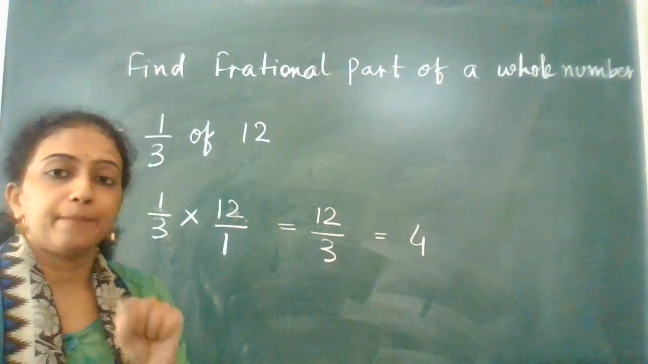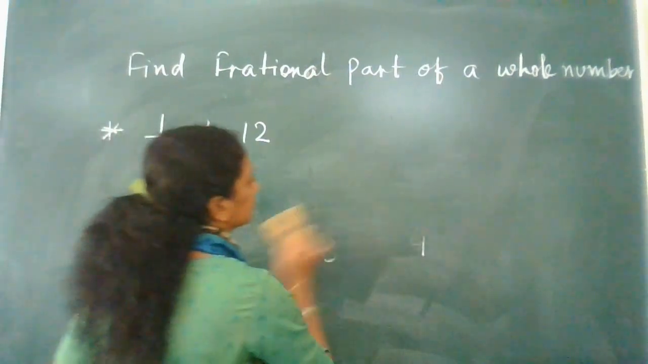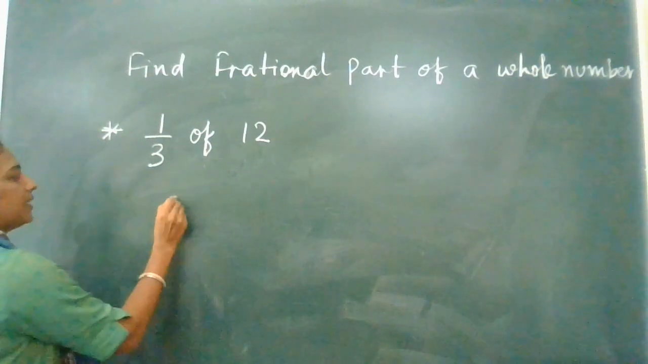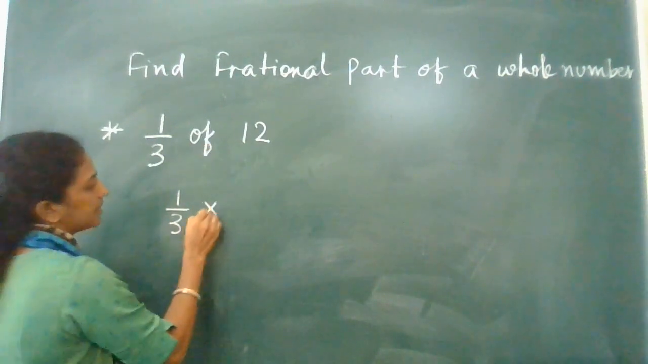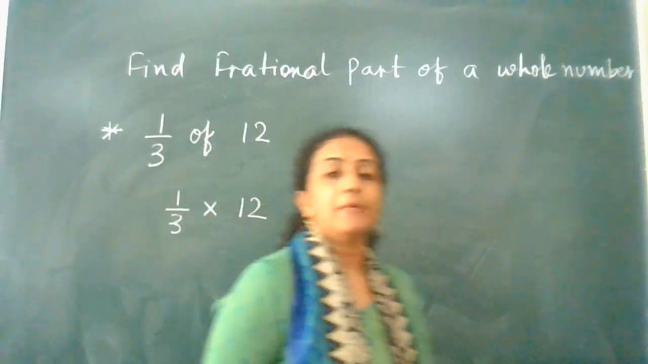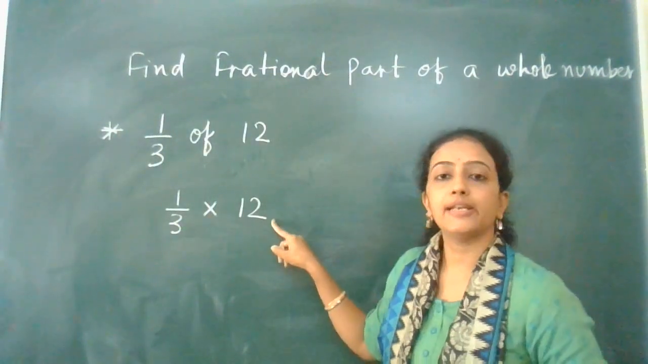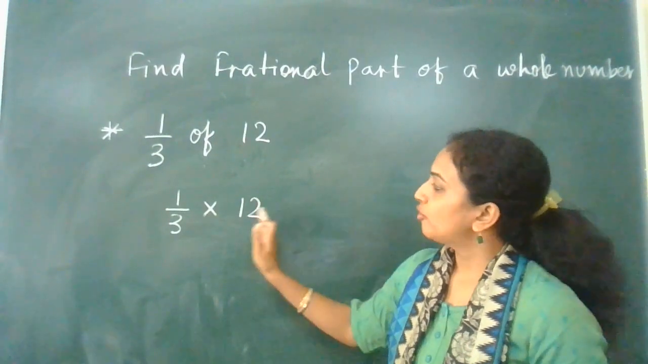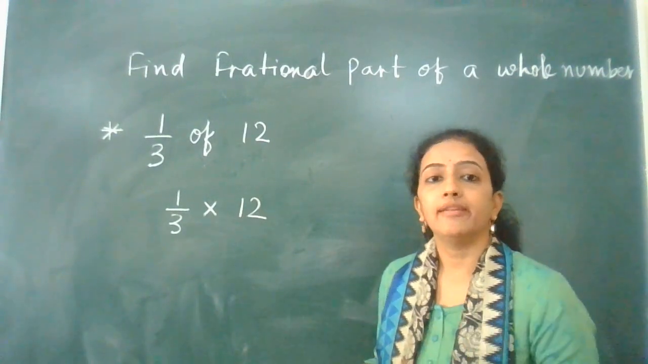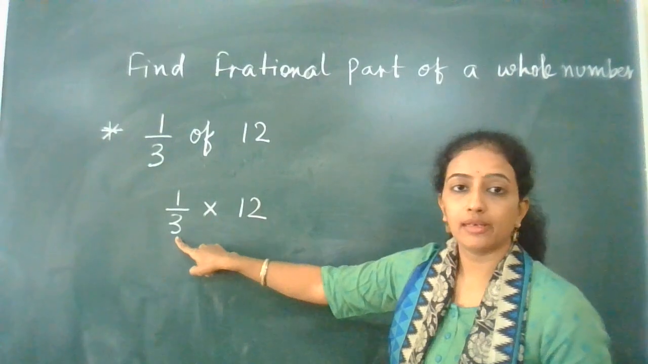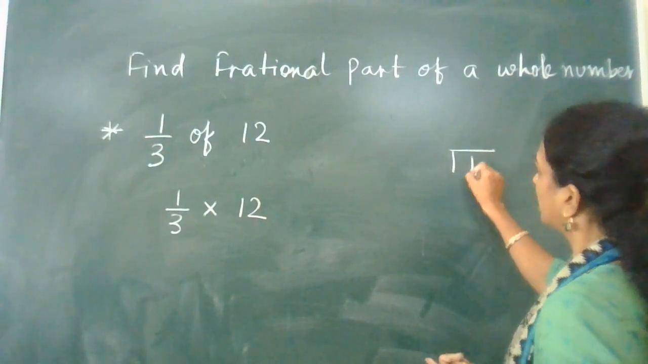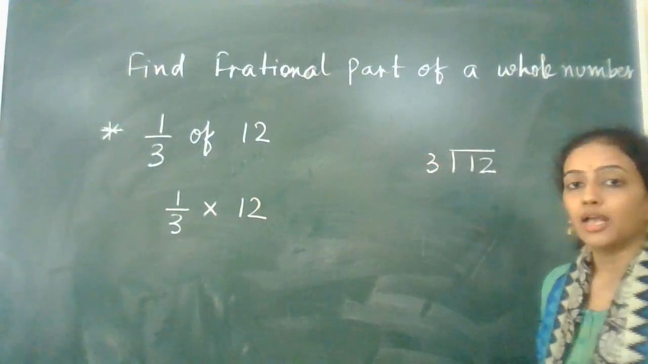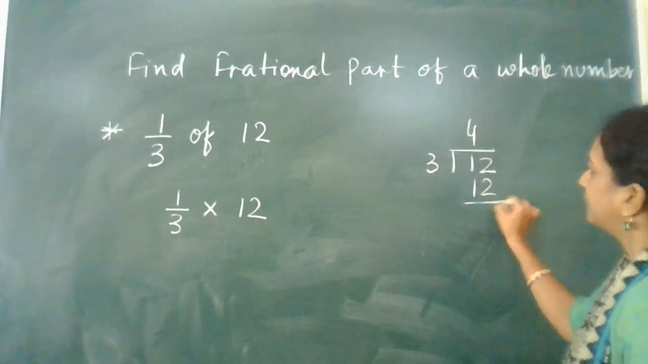I'll show you another way, the same thing. Now 1/3 of 12. The first step is 1/3 of will be replaced by 12. Always remember, when you have a whole number, you have to consider it as a numerator only. So when you do with the 3, you have to divide because this is numerator, this is denominator. So numerator is inside, that is dividend, and denominator is here, that is 3. So 3 fours are 12.